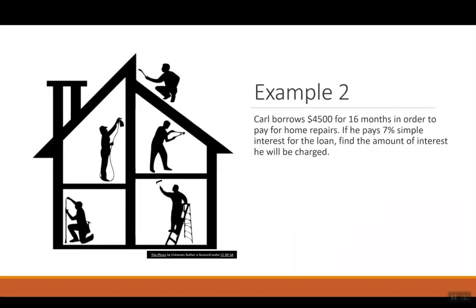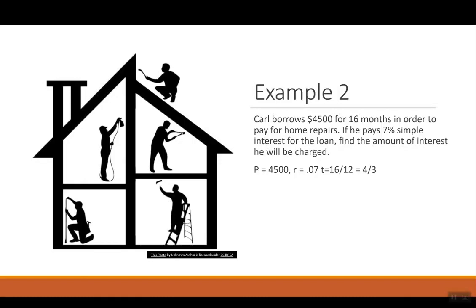In this example, Carl borrowed $4,500 for 16 months in order to pay for home repairs. He pays 7% simple interest for the loan, and we want to find the amount of interest he will be charged. So let's again identify all the variables in play. P, the amount we're borrowing, is $4,500. The interest rate R, 7%, is 0.07.